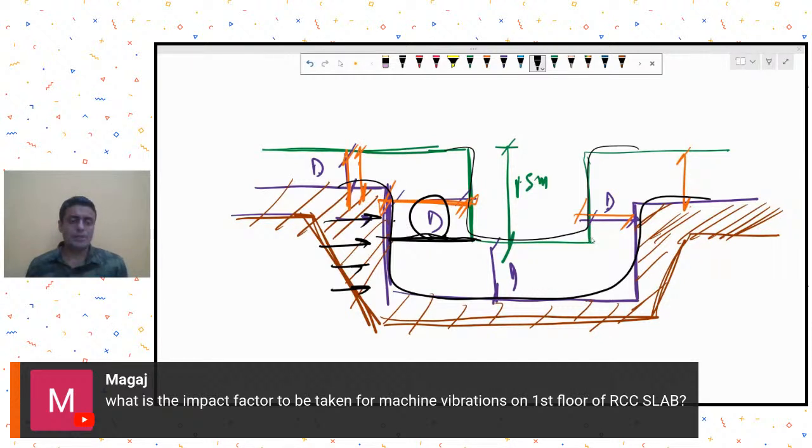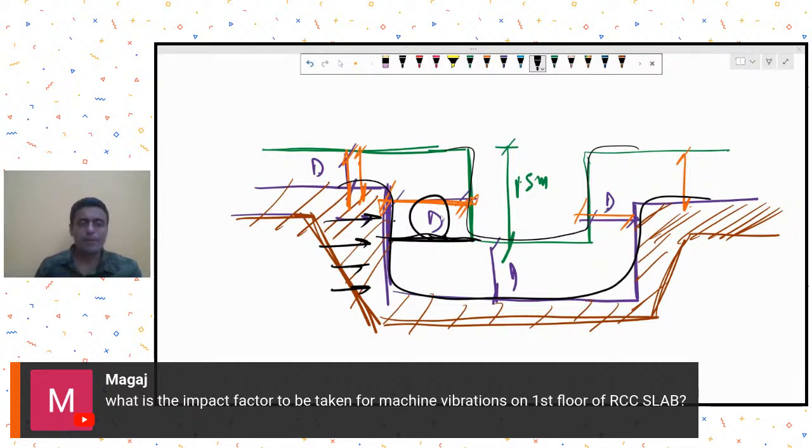Mr. Magaji is saying, what is the impact factor to be taken for machine vibrations on first floor of RCC slab? It has to depend on the type of machine and what dynamic load is expected. There can be impact type machines, there can be rotating machines, different types of machines producing different types of dynamic behavior. So depending on the specific machine, you have to decide. I don't know about any thumb rule for that.